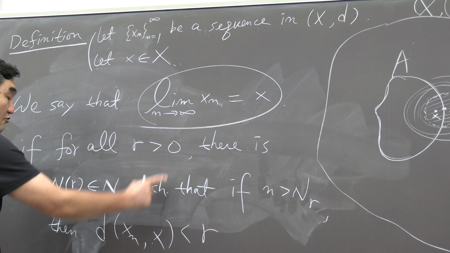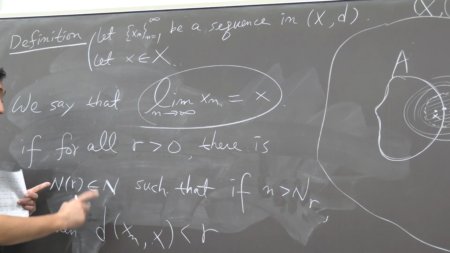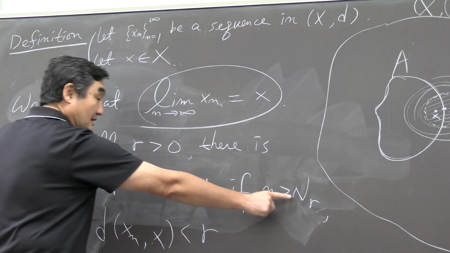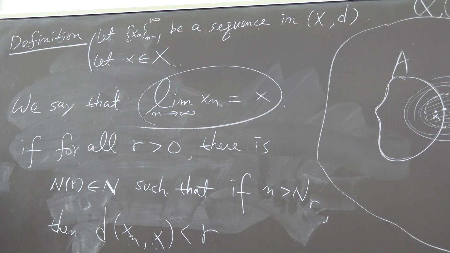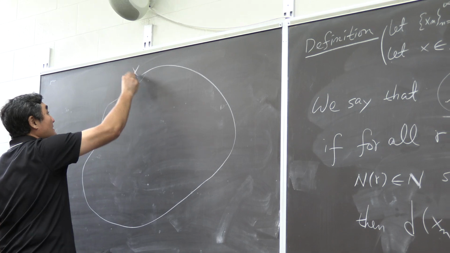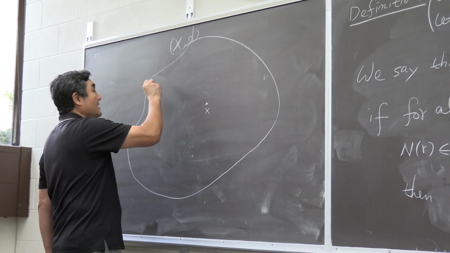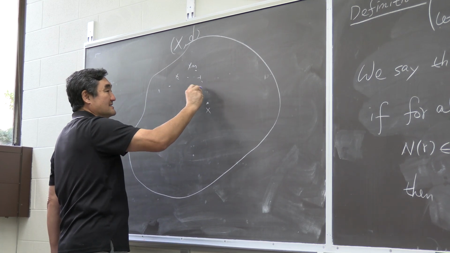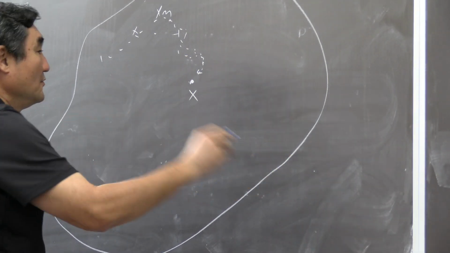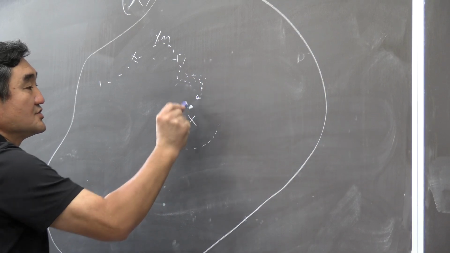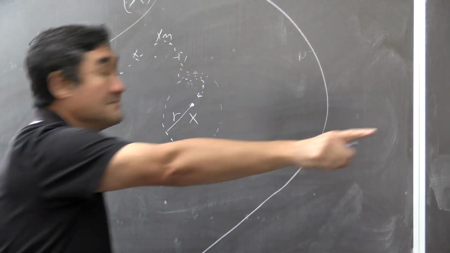No matter what R neighborhood around X we choose, depending on that, there is some cutting line n of R, such that if we choose any index number which is more than that cutting line, then the corresponding terms of the sequence must be sitting inside the R neighborhood around X. That's what it is about. Here is the whole metric space X with the metric D, and here is a point X, and we have a sequence X of n. We say that the sequence X of n is converging to that point X if no matter what R neighborhood around X we choose, depending on that, there is some cutting line n of R.